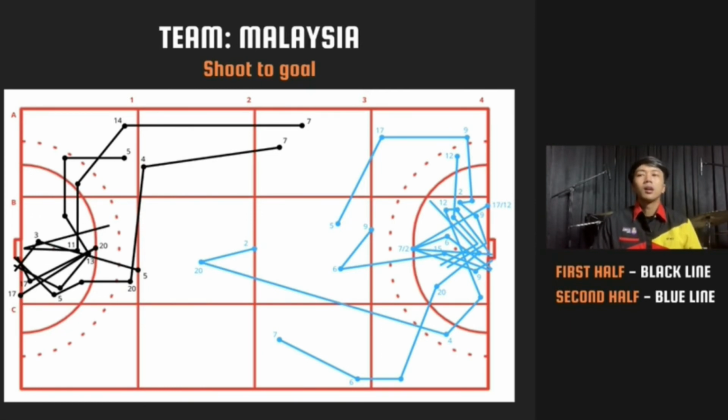As you can see, in the first half, the Malaysia team began the attacking formation from the A zone, and then in the second half, they tried to attempt from the C zone and A zone. So in this game, the Malaysia team achieved more successful passes than the Thailand team.